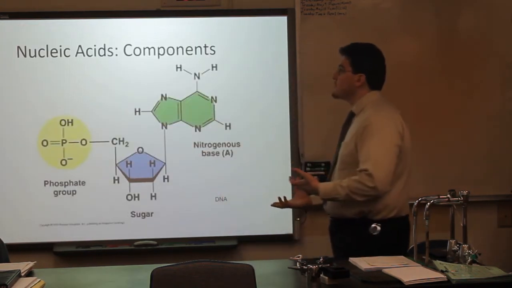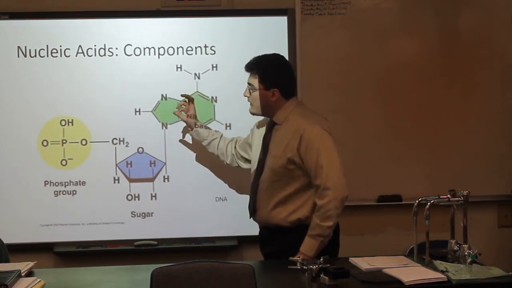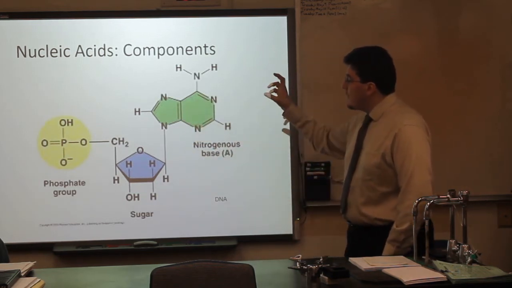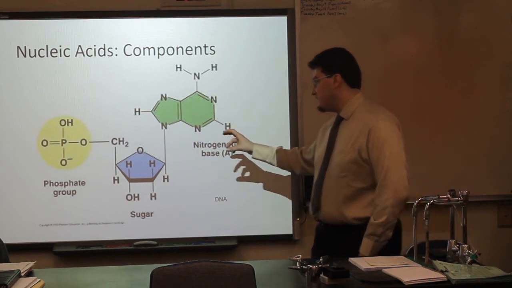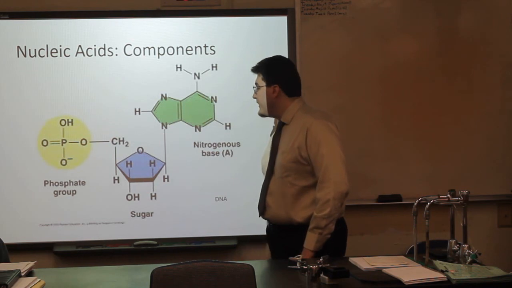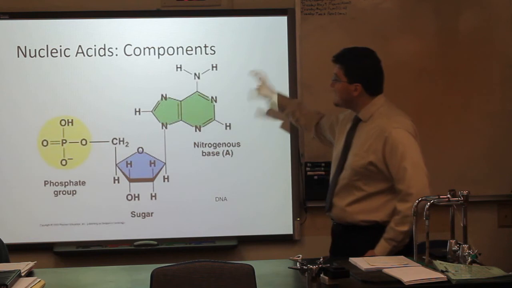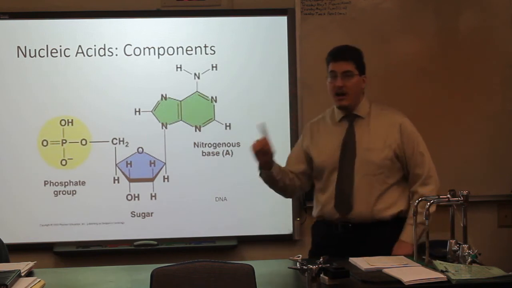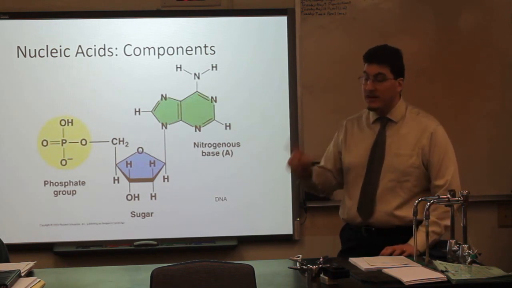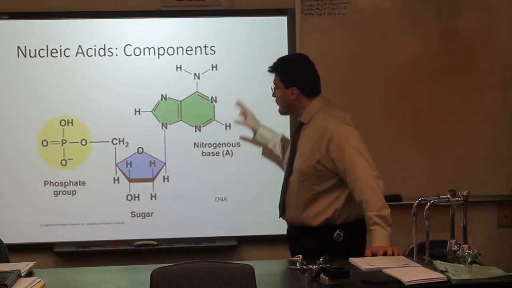The overall structure of a nucleic acid consists of a phosphate group, which has an overall negative charge. Your ribose, this is a deoxyribose sugar right here, because there is a lack of an oxygen right there. So this is a deoxyribose pentose sugar. And here we have the nitrogenous base adenine. You do not need to memorize the individual structures of nucleic acid nitrogenous bases, but this one is adenine.